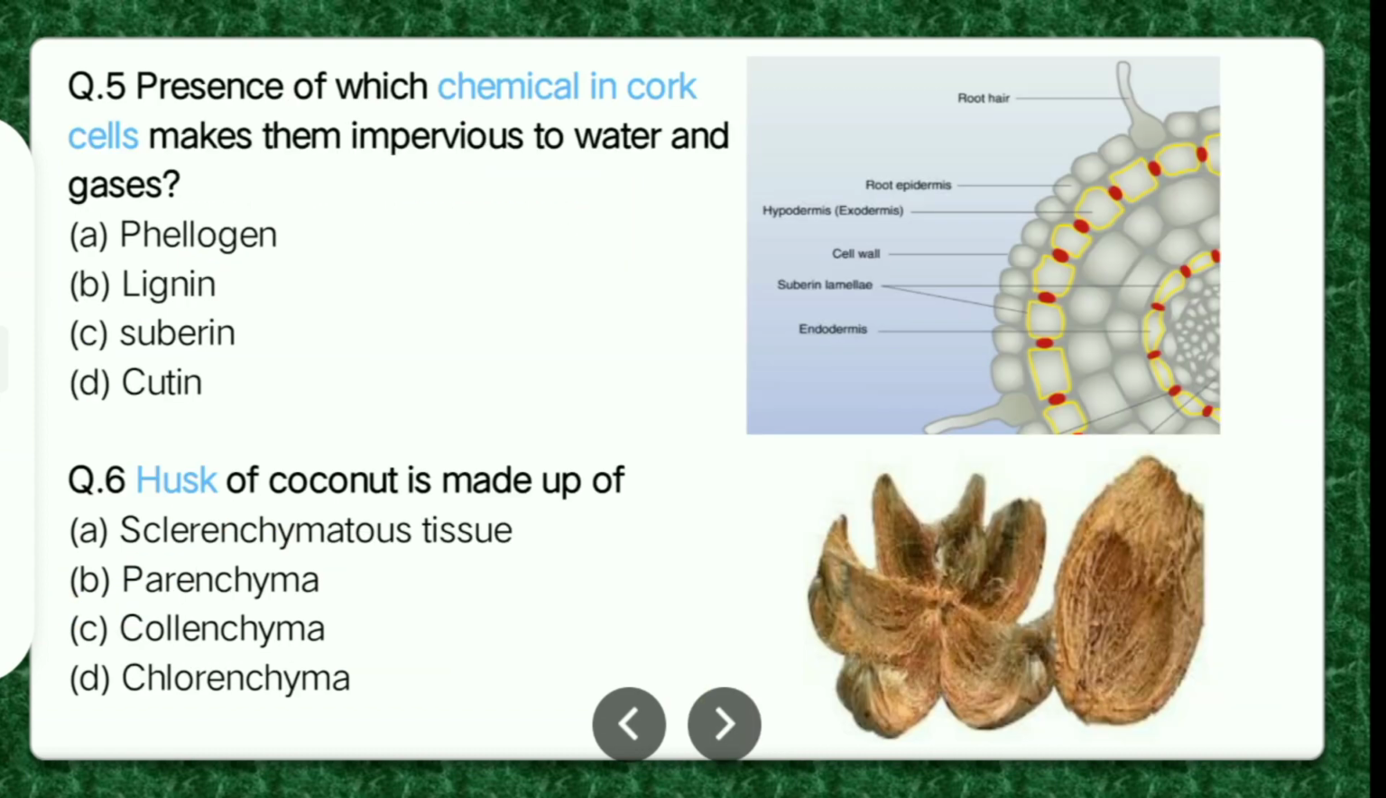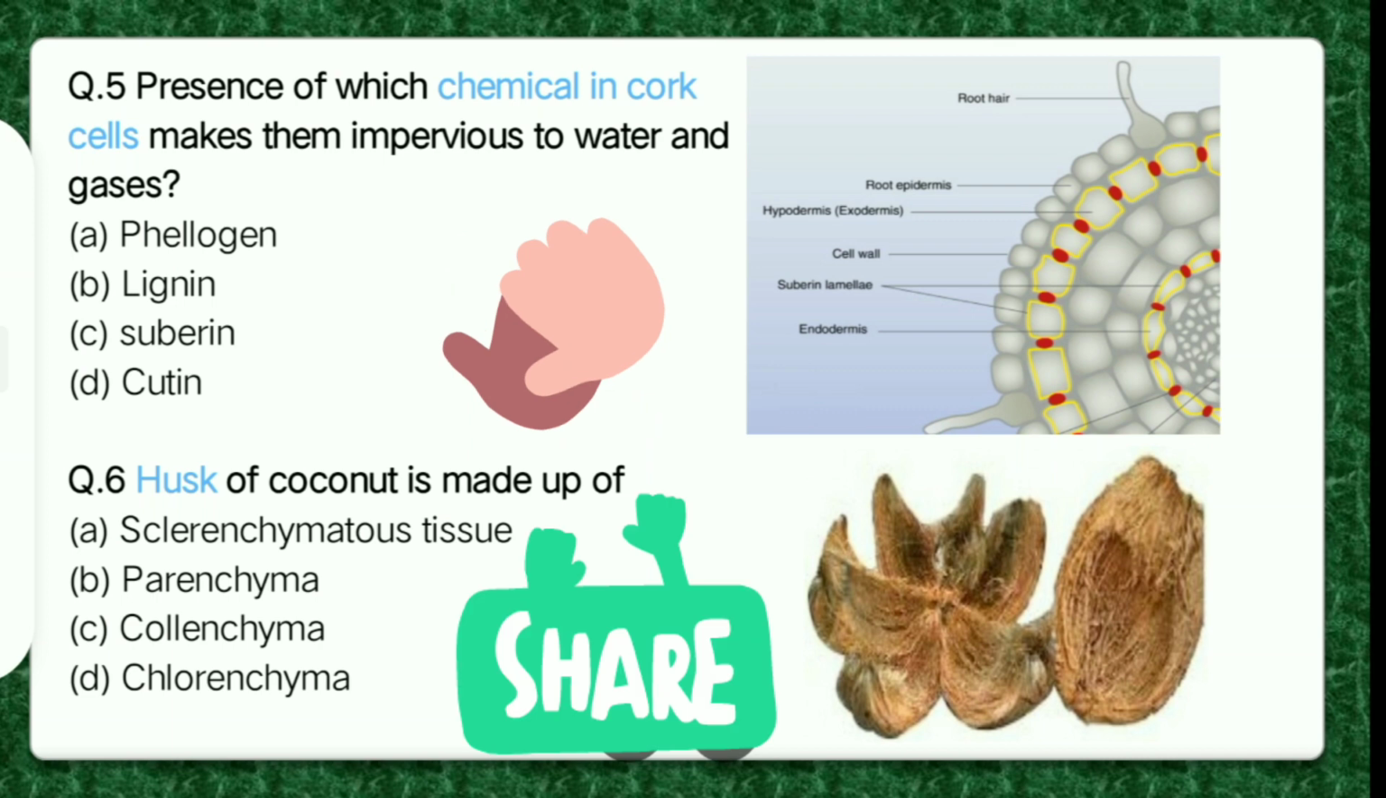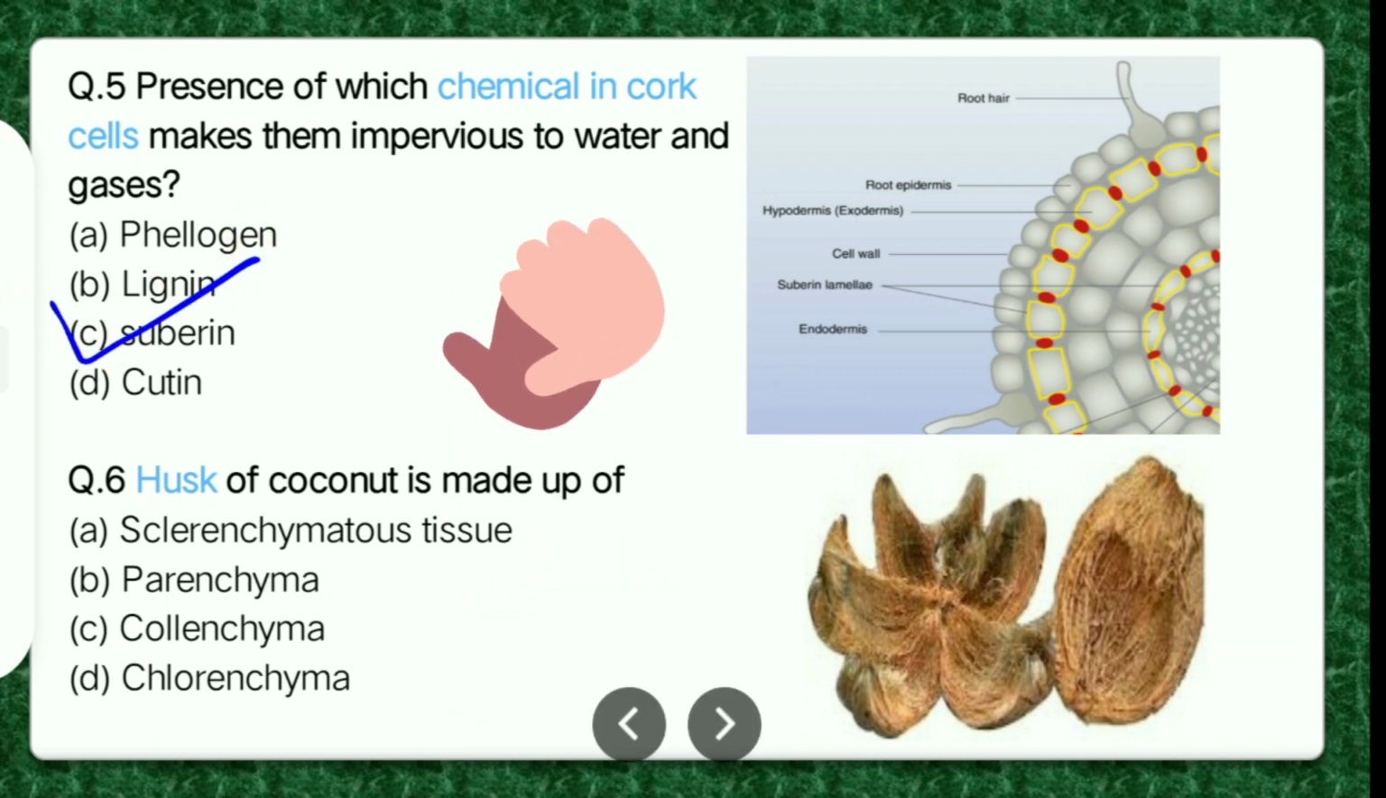Now let's see question number 5. The presence of which chemical in cork cells makes them impervious to water and gases? Now we have to tell the name of the chemical which makes them impervious. There are 4 options. Option A is Phellogen, option B is lignin, option C is suberin, and option D is Q10. Now you know that the main function of suberin is to make the cell impervious to water and gases. So option C is the correct option of this question.